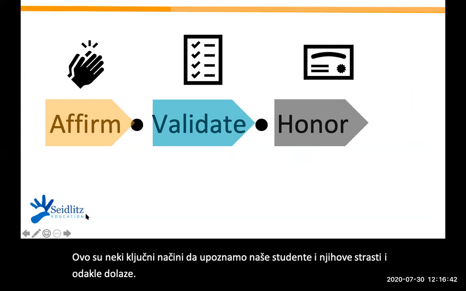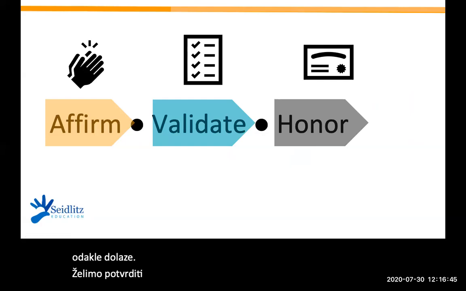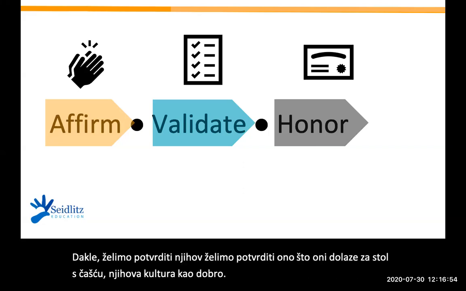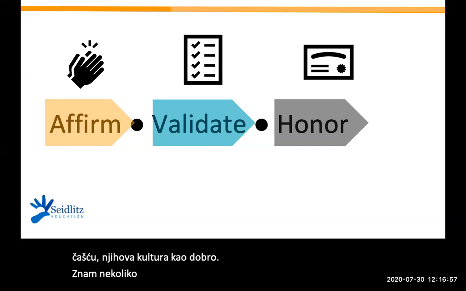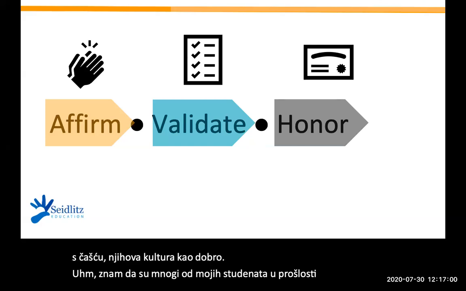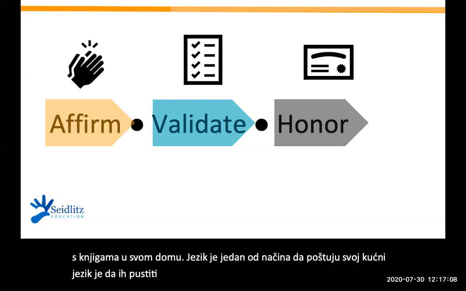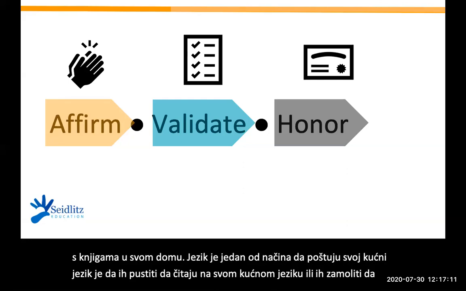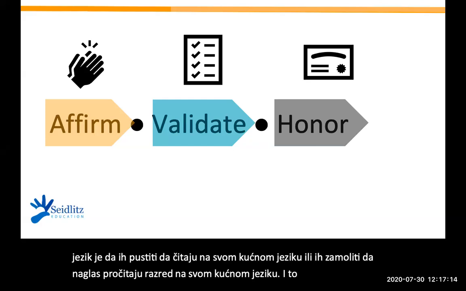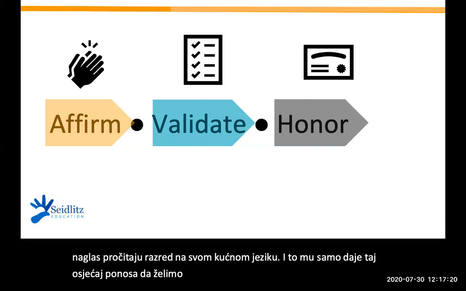So we want to affirm their cultures. We want to validate what they're coming to the table with and honor their culture as well. I know many of my students in the past have come to class with books in their home languages. And one way to honor their home language is to let them read in their home language or ask them to read aloud to the class in their home language. And it just gives them that sense of pride that we want them to have, and we want other kids to see that this is a great thing to be bilingual, to know another language.